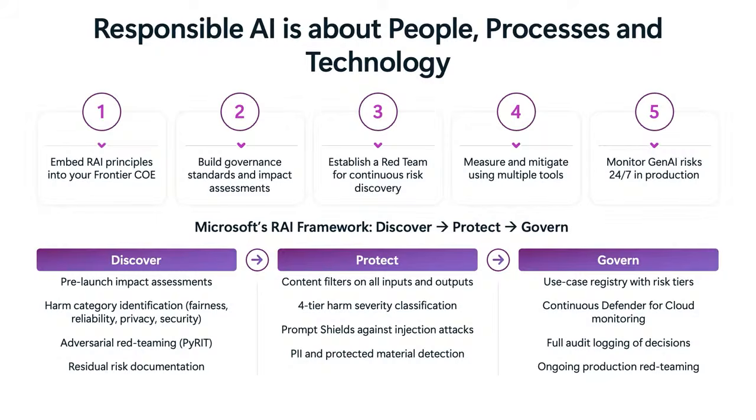Discover the harms and residual risks, protect with content filters, prompt shields, PII detection, and severity classification. Govern with a use case registry, Defender monitoring, audit logging, and recurring red teaming. None of this is a one-off activity. Across the Microsoft AI ecosystem, they become repeatable reinforcement patterns. So, responsible AI moves from good intent to something teams can act on.